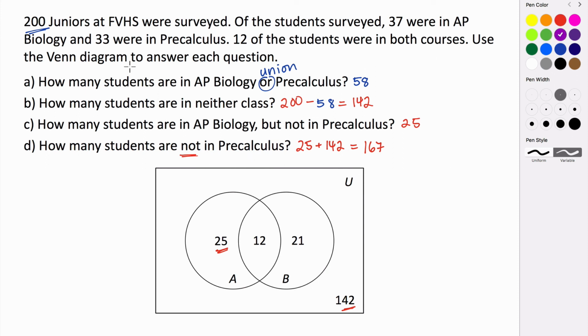But we also could have done this by looking at the total number of juniors, 200, minus the number that were in Pre-Calculus. We're told there were 33 in Pre-Calculus, and we get the same result, 167.